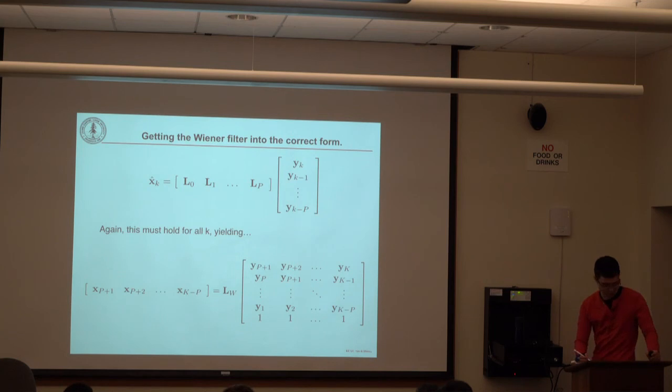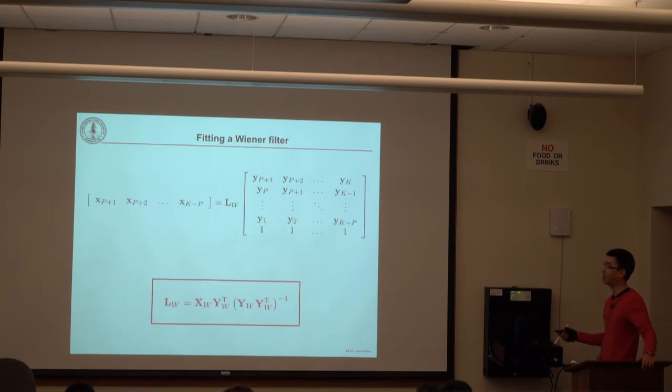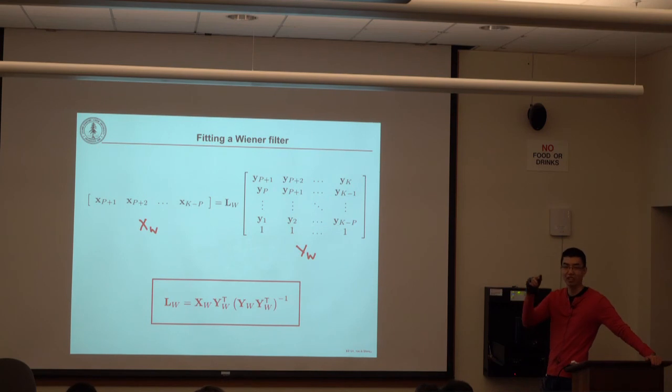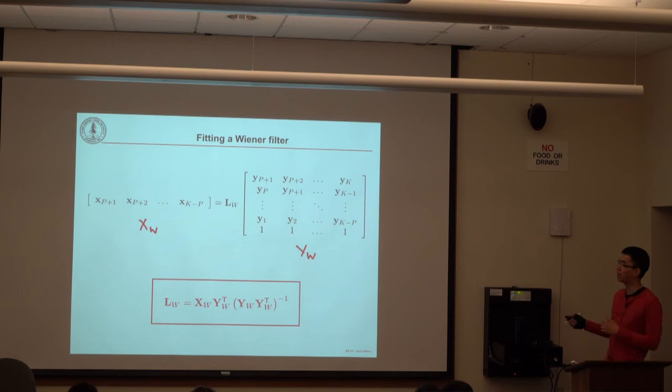All right, so at this point, we've set up our equation exactly as we want it. We have here an X_W, our L_W, and here our Y_W. So at this point, we can just fit L_W equals this X_W times the pseudo-inverse of Y_W. And there we have it. We've now solved simultaneously for all these L_0s, L_1s, L_2s. And all we've done is use the same trick that we've learned today, which is to just write something as x equals L times y, and then take the pseudo-inverse of y.